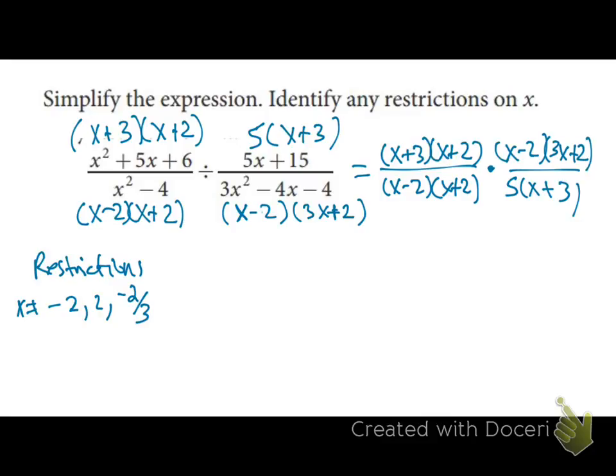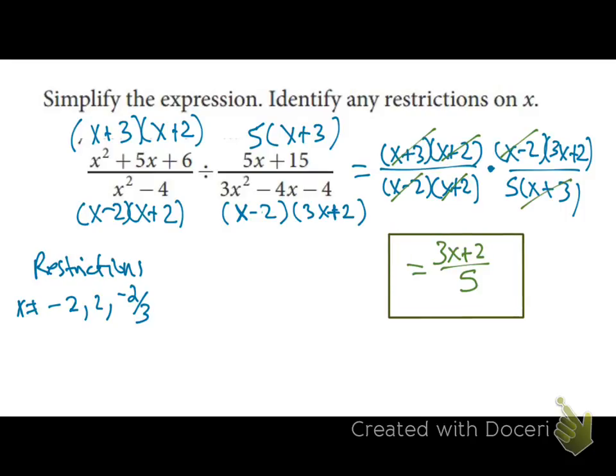Okay, tell me what you canceled. The x plus 3s go. The x minus 2s go. The x plus 2s go. Okay, so that leaves you with what in the numerator? 3x plus 2. And what does that leave you with in the denominator? 5.